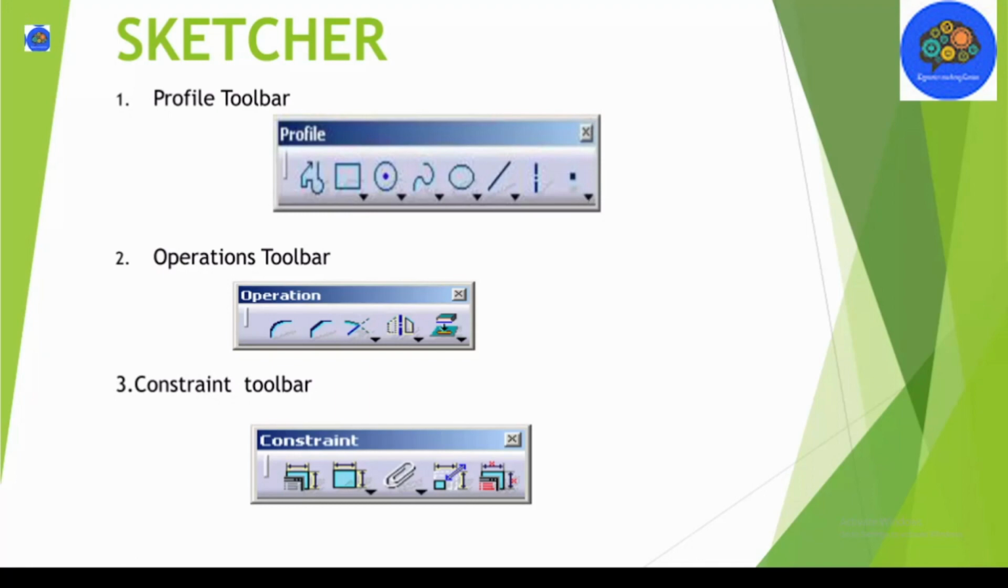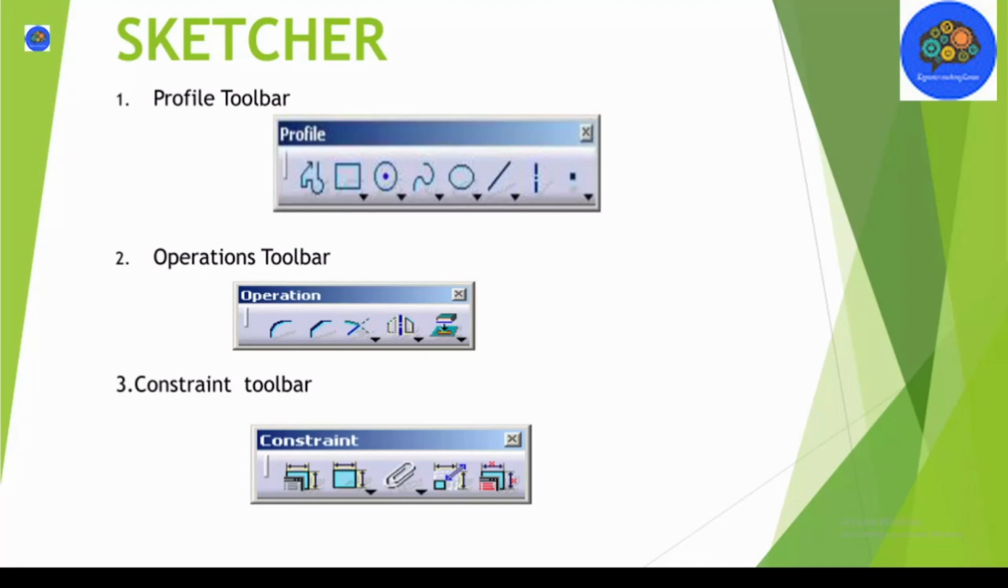Okay, a number of options are also used to create a point, and then there is a center line option for creating a center line for revolving the object, and then it can also be used to mirror the object. Okay, there is the operations toolbar.